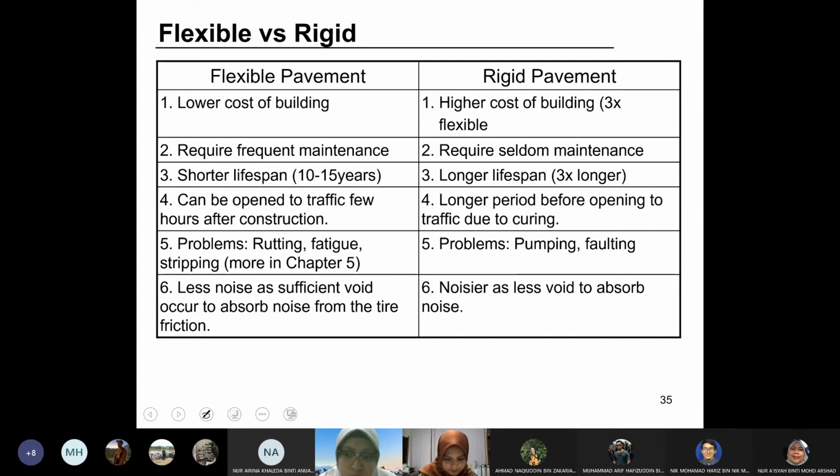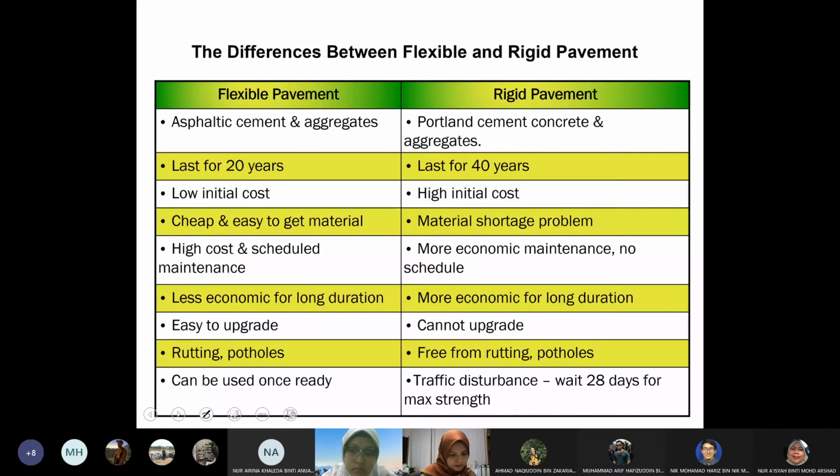Okay. Problem lagi dengan rigid adalah dia lebih bising, noisier. Because there's less void to absorb noise. Dia tak banyak void kan. Okay. Right. Dari segi masalah flexible pavement akan banyak masalah defect. Nah, kalau macam masa tu keluar pergi dekat luar rumah ni kan, dia pergi cari, most of it they came from this flexible pavement lah, jalan tar hitam kan. Okay. So this is the difference between the two.